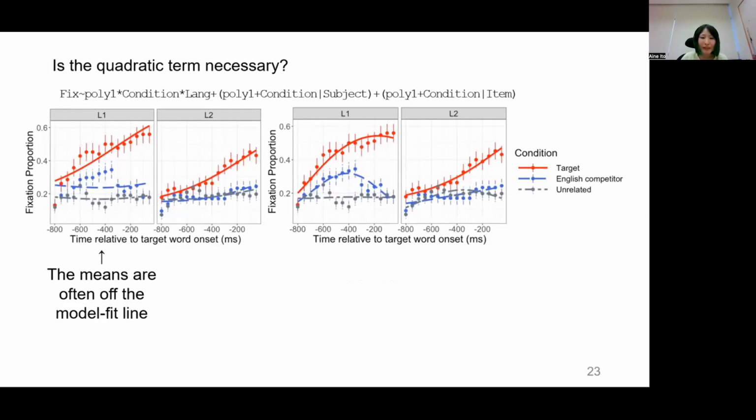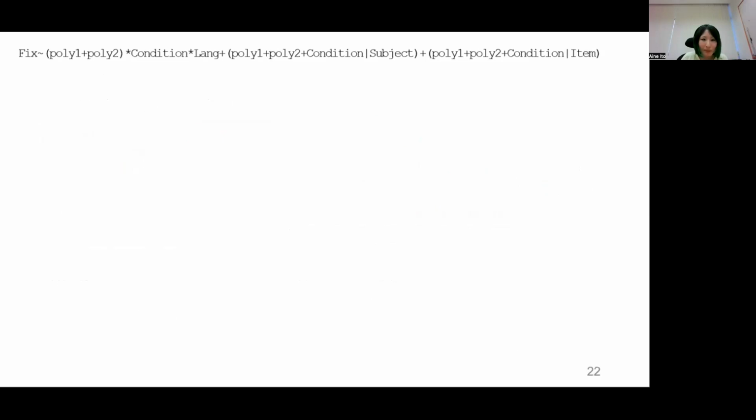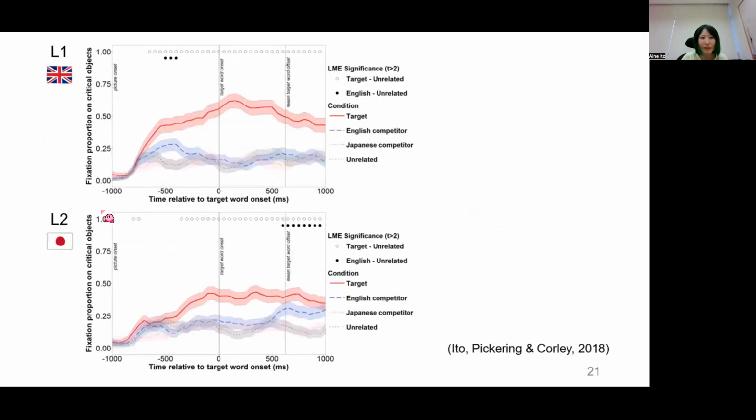So for all items, this is the point, 1 second before the target word onset. This is when the picture appeared. So that's how, at the beginning, people are not really looking at anything. Yeah, and it's 800 because you didn't take that part where there's no growth. Yeah. And then can I just ask a follow-up? So what if you have a different design where you don't have it like this?